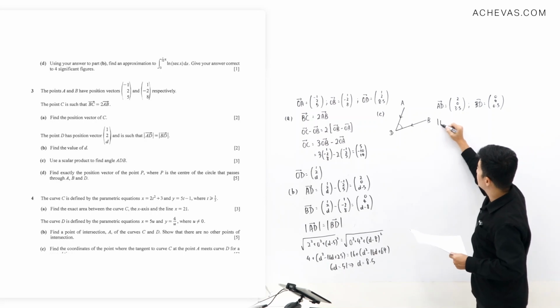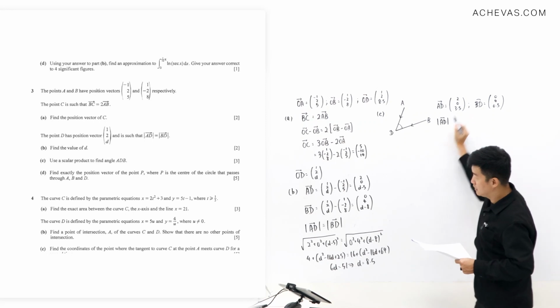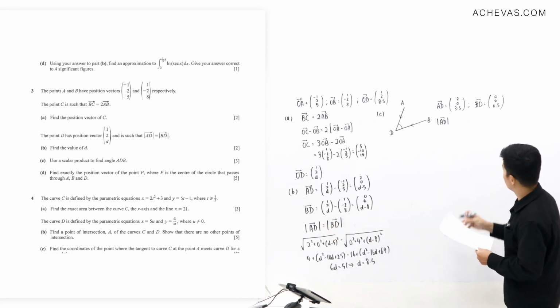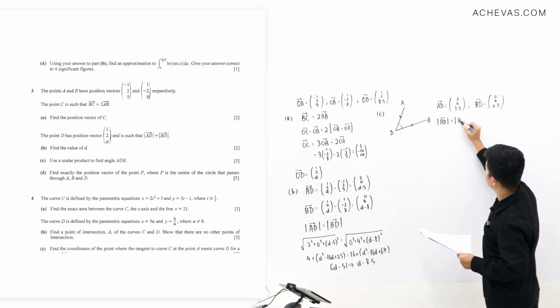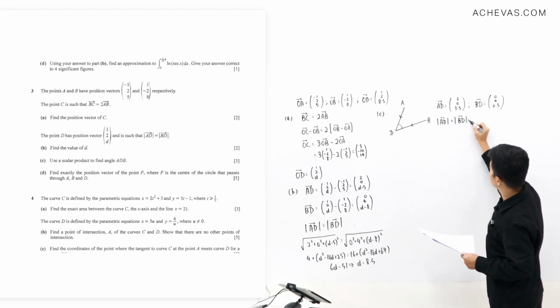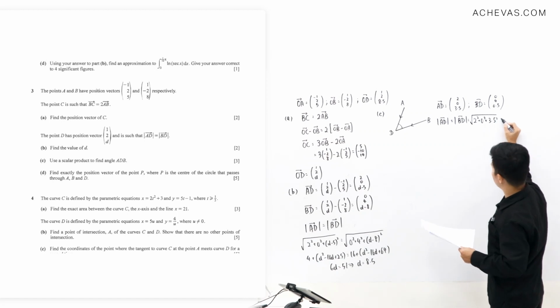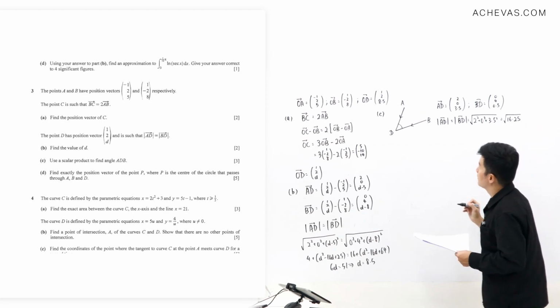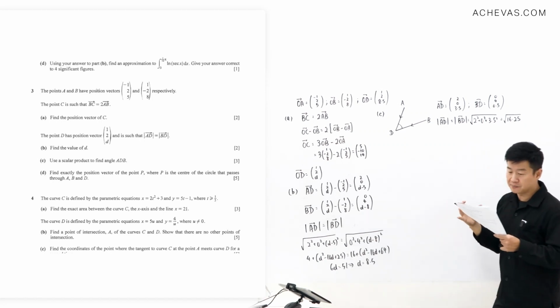And let me also try to find the modulus of AD, which is going to be the modulus of this vector. And according to the question, the modulus of AD is going to be equal to the modulus of BD. So let me also write it down here. So I can either mod this or mod this. Let me just mod this. It's going to be the square root of 2 squared plus 0 squared plus 3.5 squared. This is going to be the square root of 16.25.